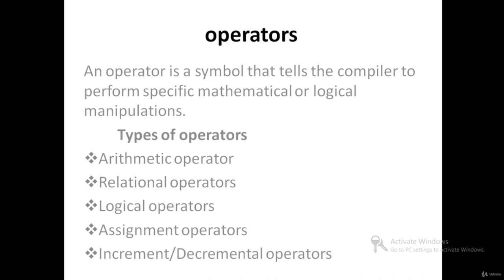Now, in this topic, we are going to learn something about operators. An operator is a symbol that tells the compiler to perform specific mathematical or logical manipulations. Types of operators are arithmetic operators, relational operators, logical operators, assignment operators, incremental or decremental operators, and many more.